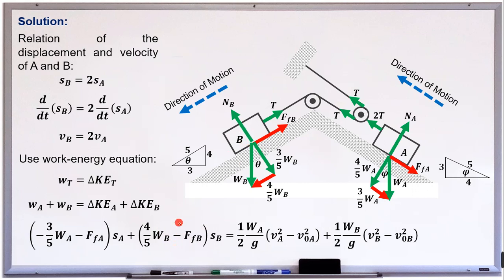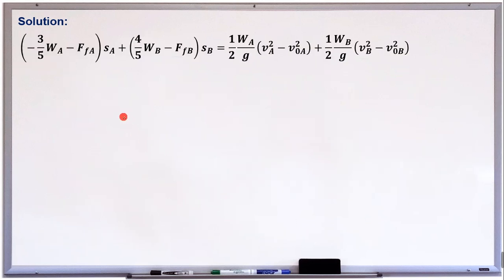So on block B, we have a positive work for the parallel component of its weight. So this is 4/5 of weight B. So you can see the direction of this weight component is along the direction of motion. Then we also have minus the frictional force at B. Then that is equal to the change in the kinetic energy for block A and for block B.